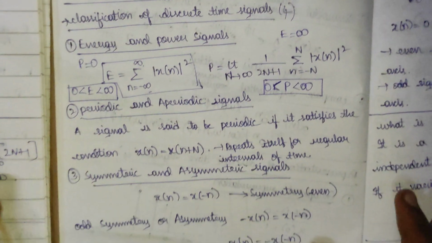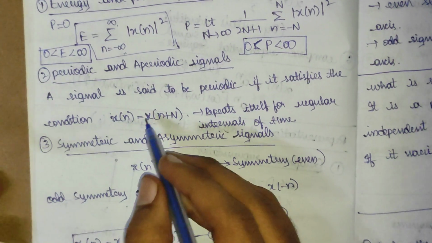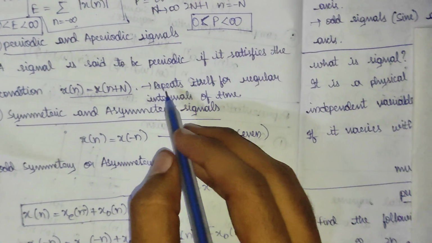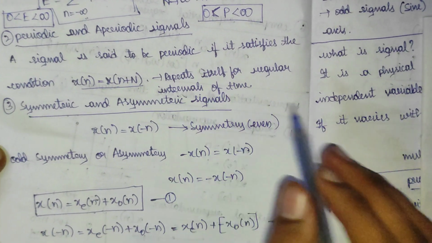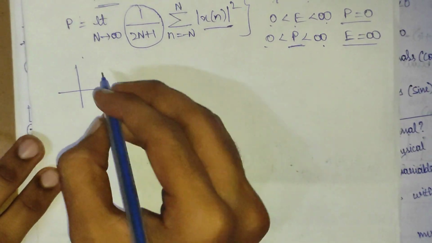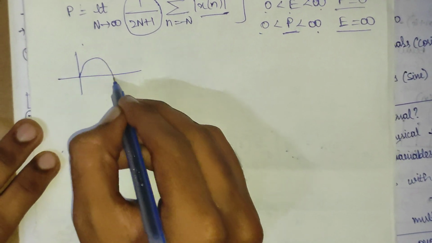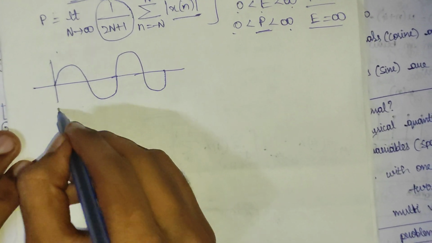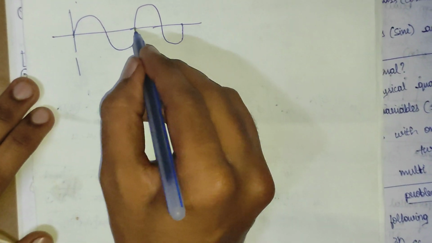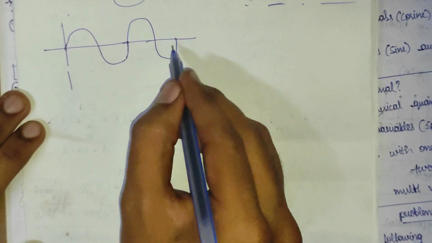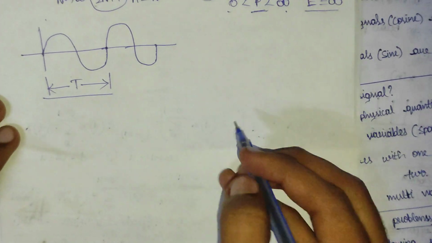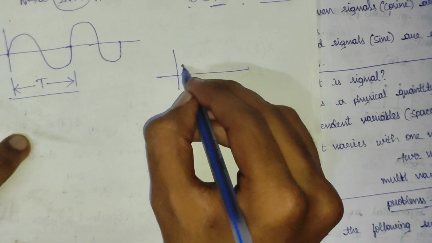Okay, next going to the second classification, periodic and aperiodic signals. A signal is said to be periodic if it satisfies the condition x of n equals x of n plus N. That means periodic signals have to repeat themselves at intervals of time. For a normal continuous time signal, consider a sinusoidal signal, it is represented like this, as it repeats itself from here to here. After some time it repeats itself, so it is a periodic signal, and this interval is taken as the time period. Similarly for a discrete time signal, you can represent it like this.